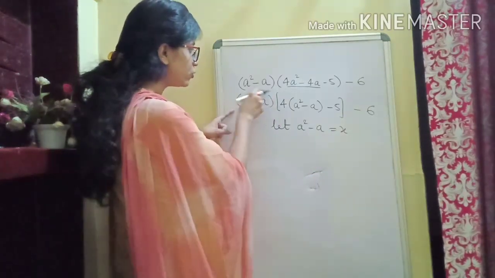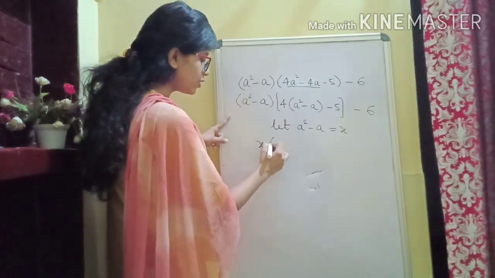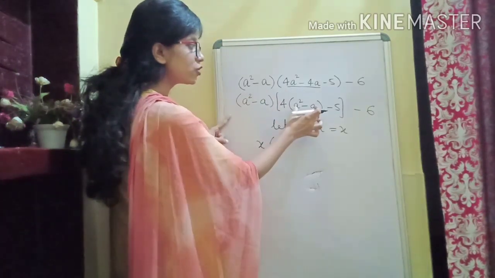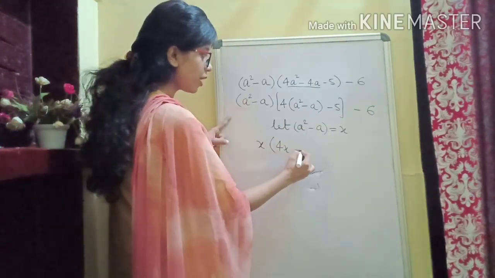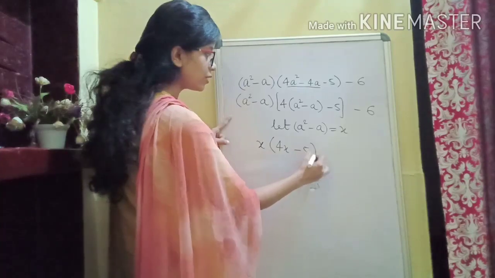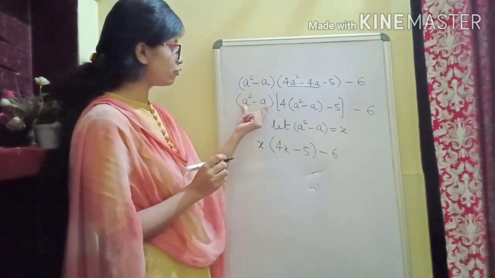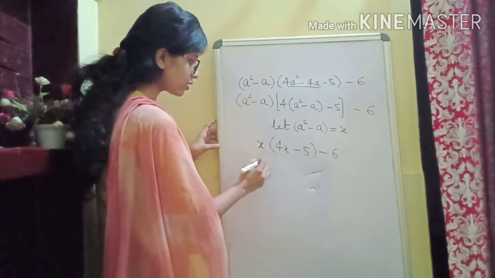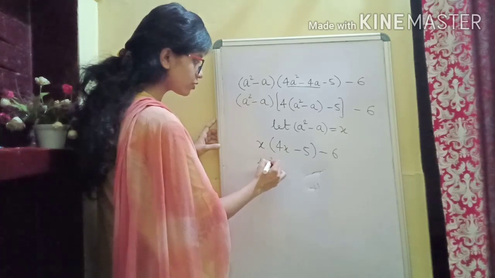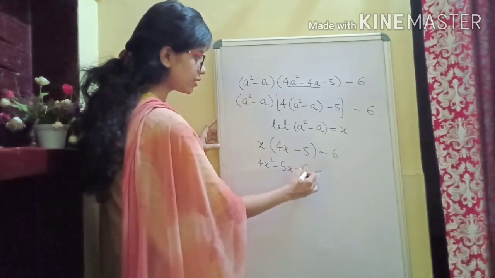Now let us put the value here. A square minus a is x. Now in the bracket we have 4, and then a square minus a should be taken as x, minus 5 and then minus 6, isn't it? That's how we have substituted the value of a square minus a. Now let us simplify. Let us open the bracket with x. It will give you 4x square minus 5x and then minus 6.